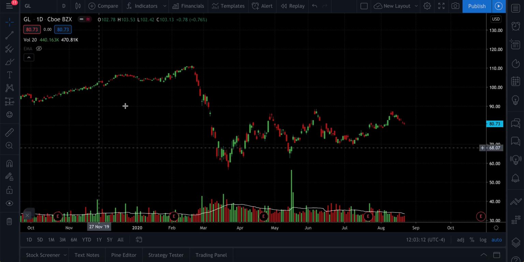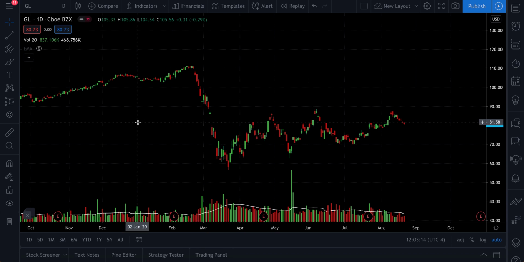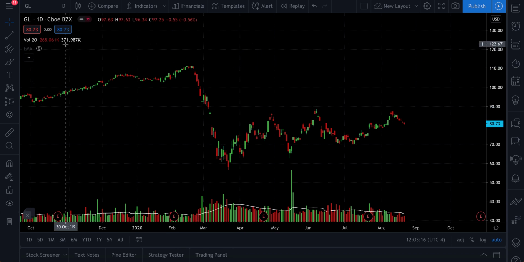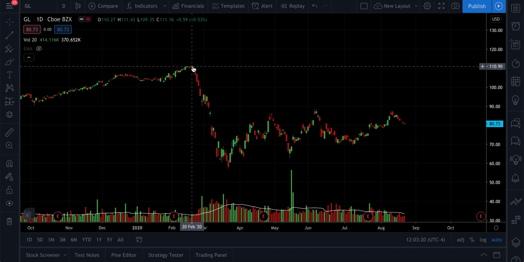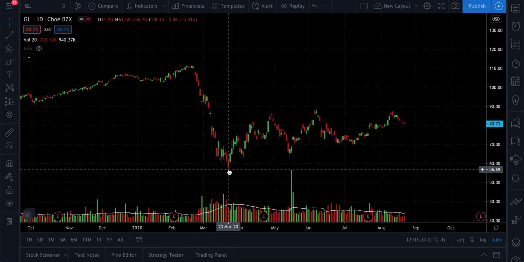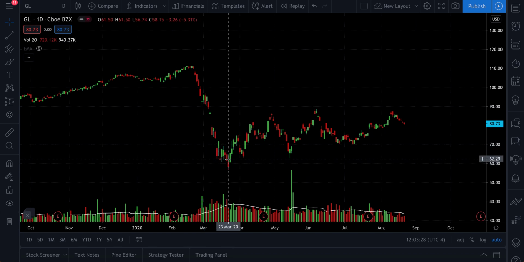So I was looking at a few stocks. This is one of them, GL. So GL, right? In February they hit an all-time high of 110. Right now they are at 80. They went up to 57 almost. Yeah, so the low was 61, 61, 62.